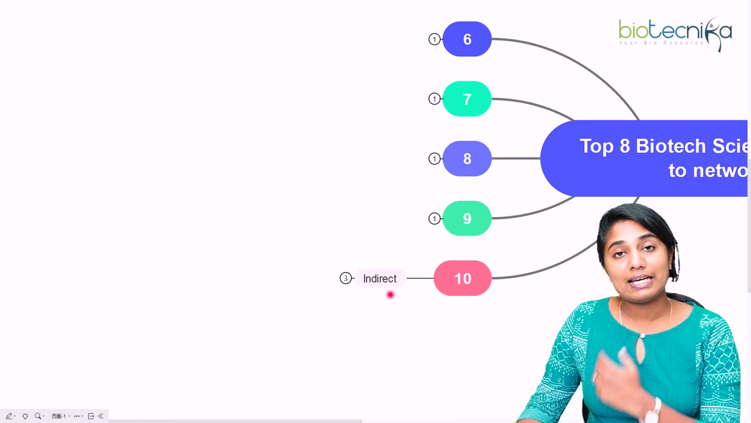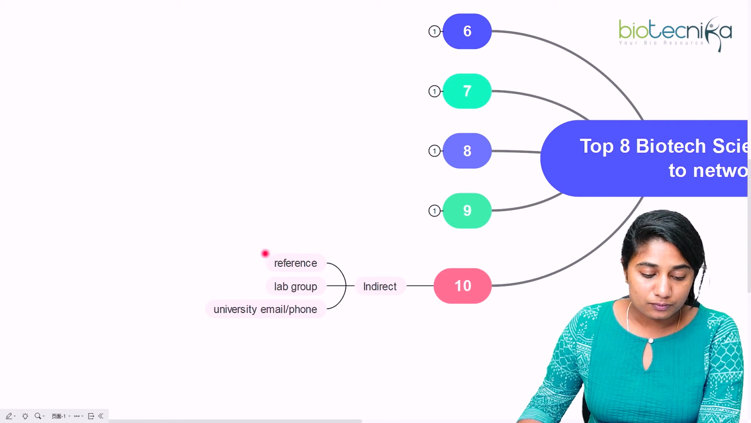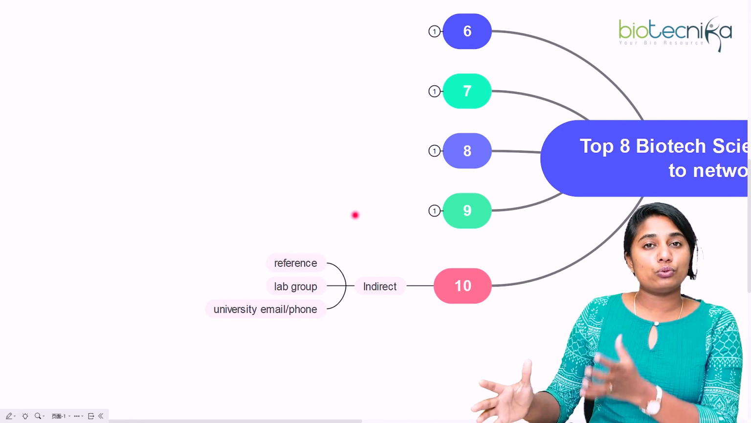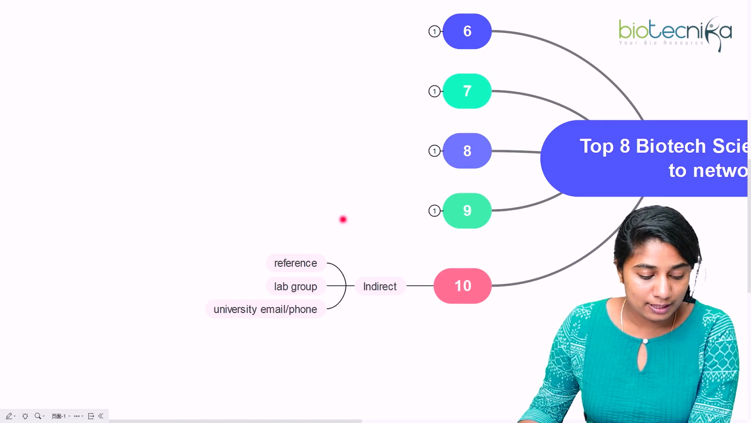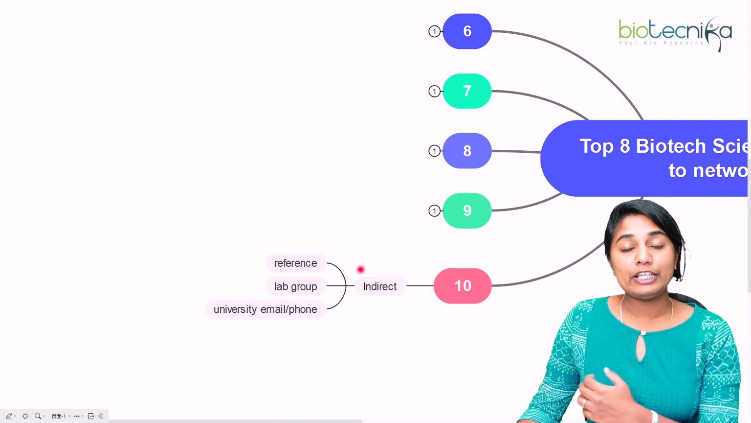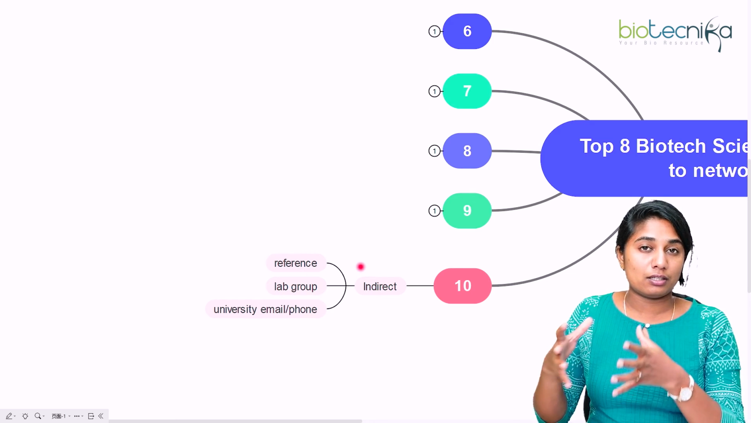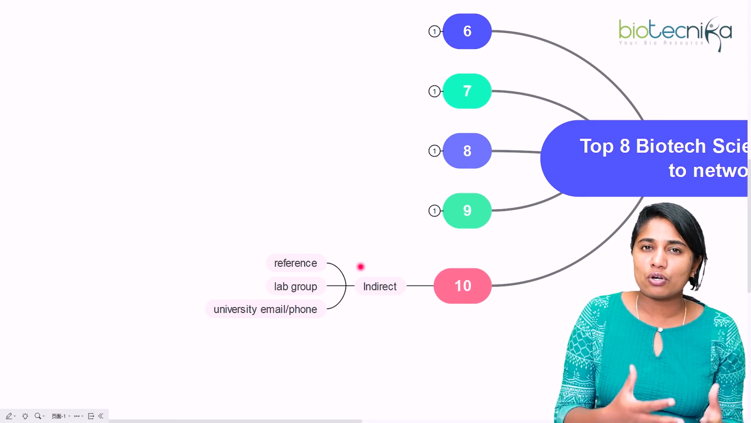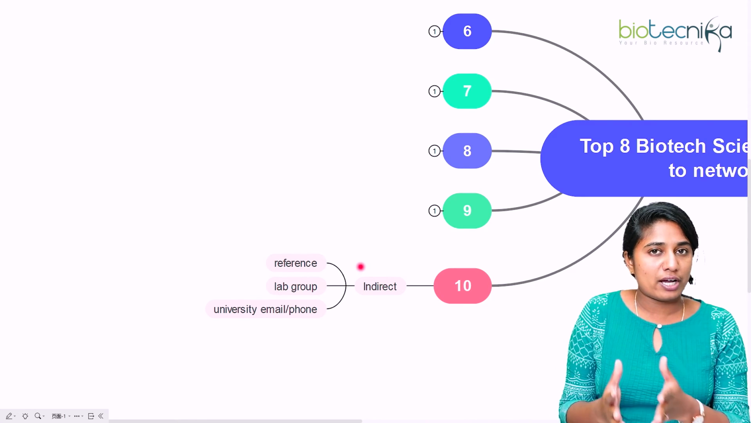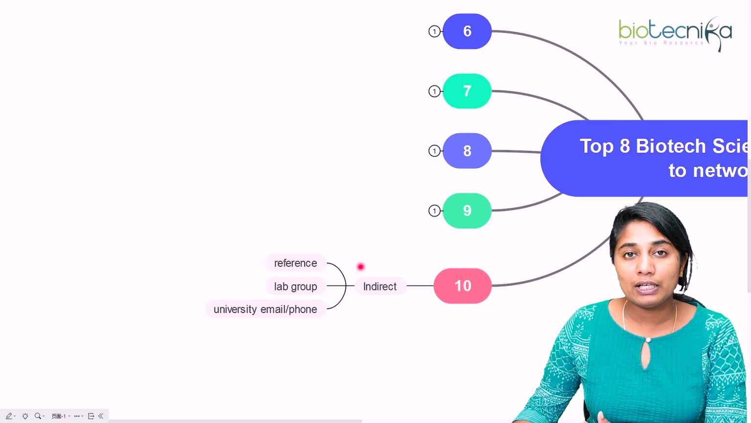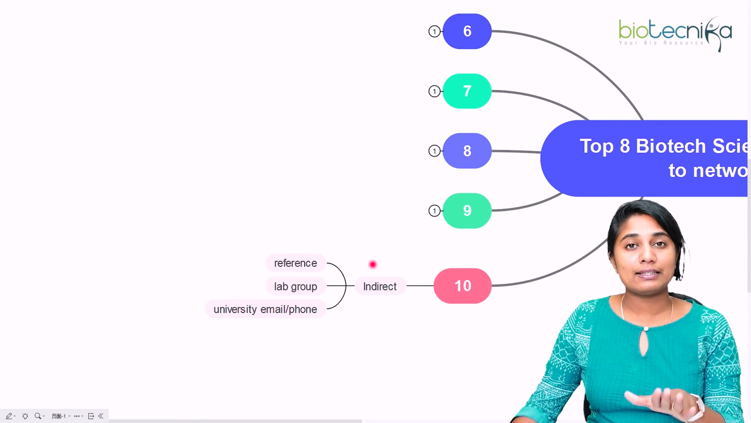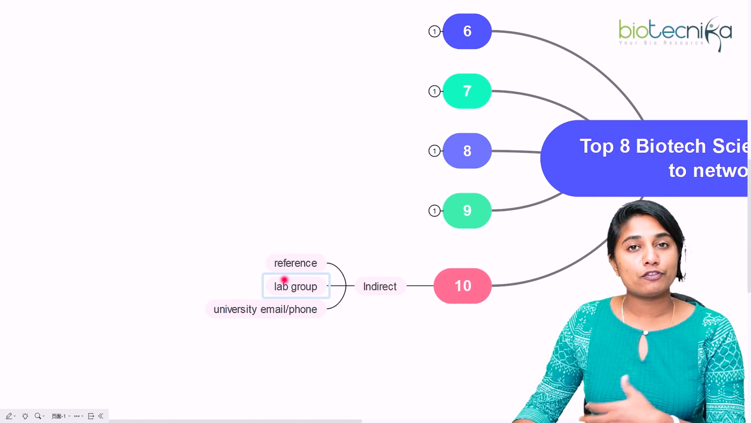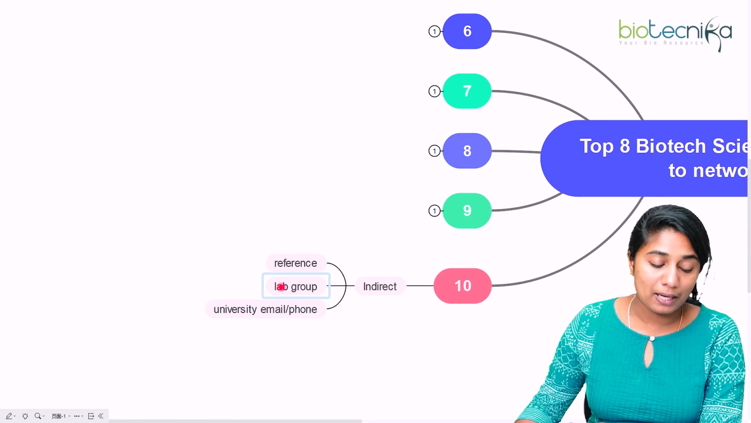Next is about indirect networking. One is through reference. If you know somebody who knows that particular scientist, then you can go through reference and get in touch with this scientist. Or you can get in touch with any of the lab groups that the scientists have. They might have students under them, PhD scholars or UG or PG students or JRFs, etc. You can first go through the profile of the scientist and then the lab group that they have, and then you can get in touch with these people from his or her lab as well.